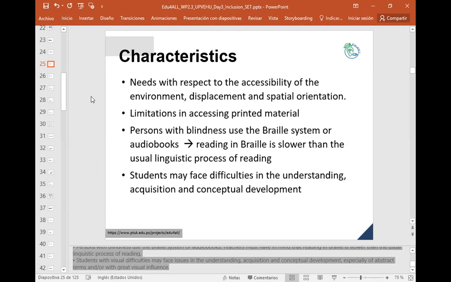They may have limitations in accessing printed material or doing so in a slow manner. Persons with blindness use the Braille system or audiobooks. Teachers must have in mind that reading in Braille is slower than the usual linguistic process of reading. Students with visual difficulties may face issues in the understanding, acquisition, and conceptual development, especially of abstract terms and/or with great visual influence.